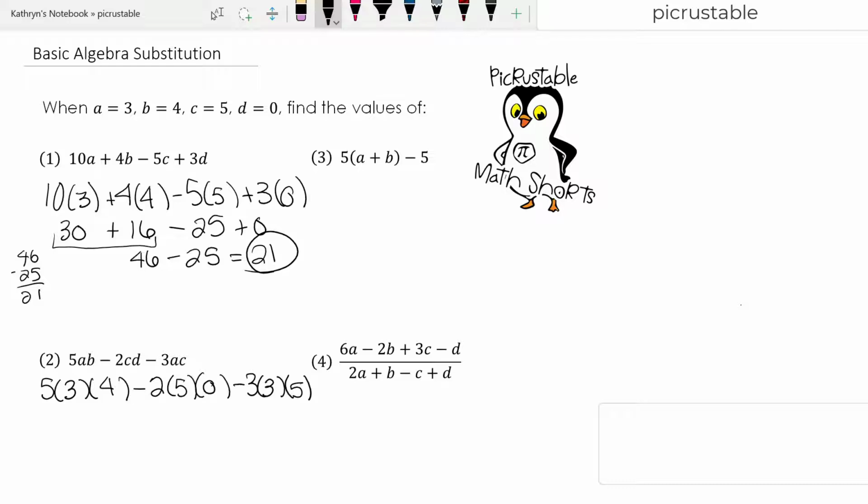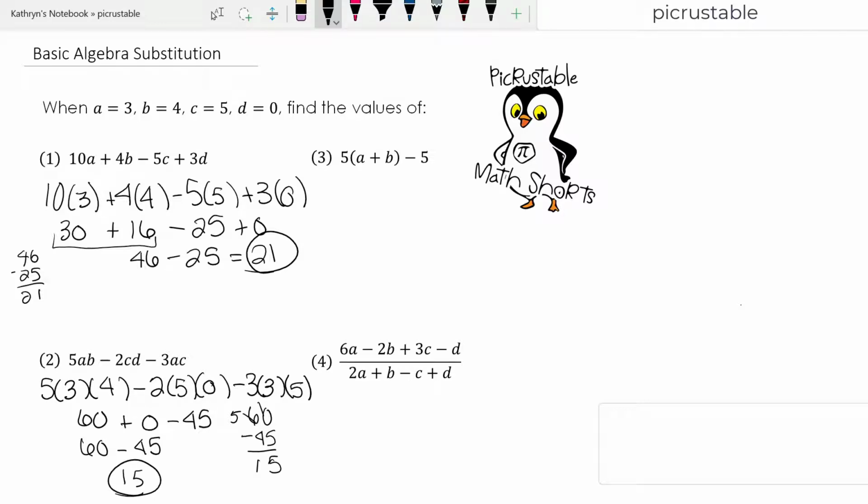5 times 3 is 15. 15 times 4 is 60. Negative 2 times 5 is negative 10 times 0. Well, that's 0. So I'm just going to put 0 there for now. Negative 3 times 3 is negative 9. Negative 9 times 5 is negative 45. So we're going to have 60 minus 45. So let's do that on the side here. 60 minus 45, we're going to have 15. So it looks like our answer is 15.